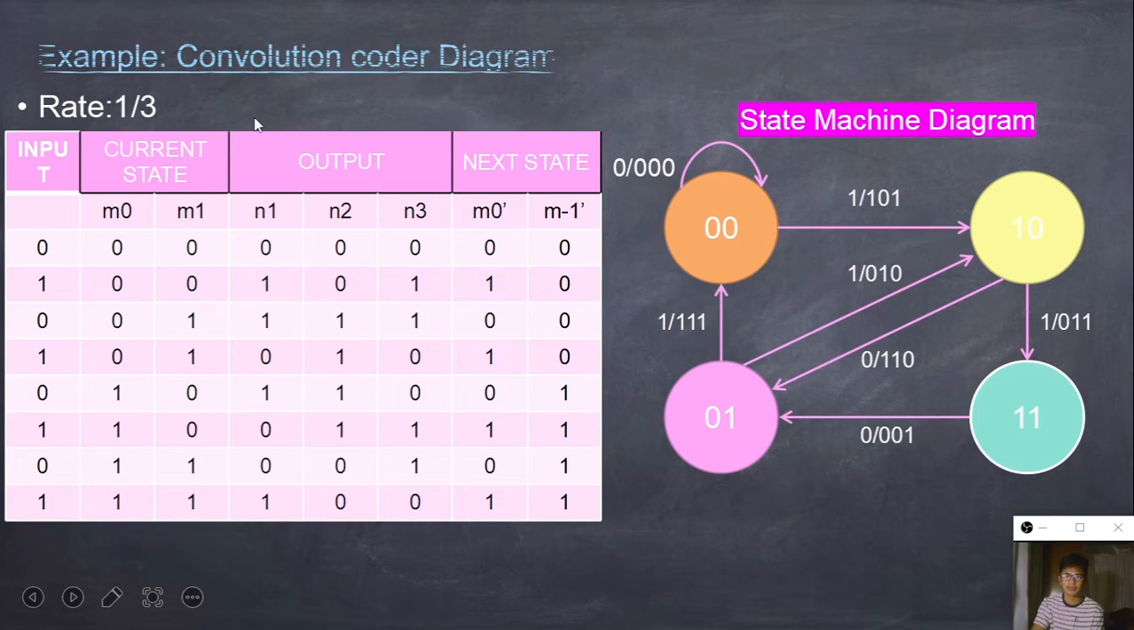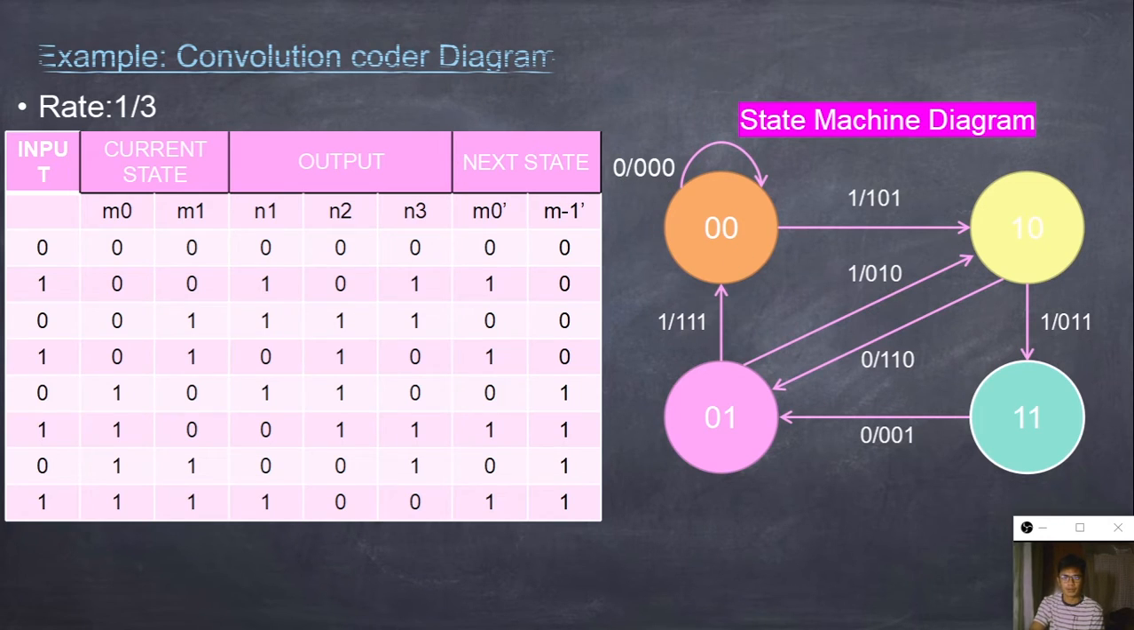For the state machine diagram, it shows every possible output for the current state and the next state. In the state diagram, if the current state is 0, 0 and the next state is 0, 0, the arrow shows a rotation, which is the same state, with an output of 0, 0, 0 for an input of 0.